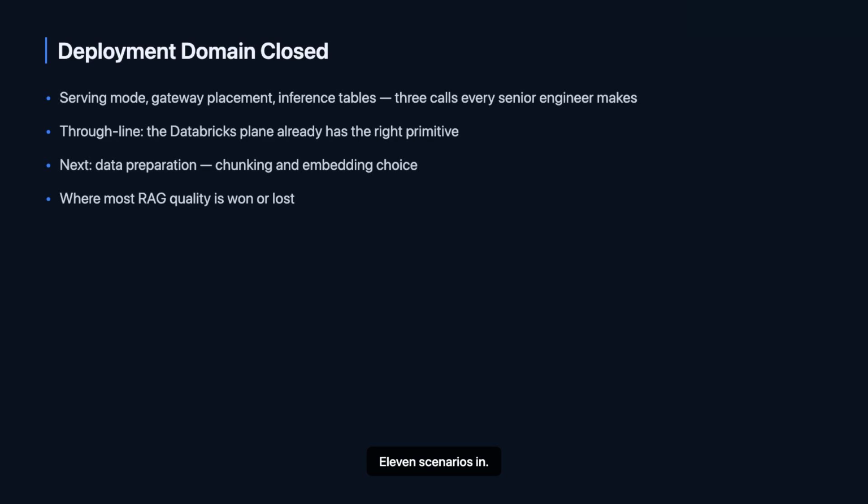Eleven scenarios in serving mode, gateway placement, inference tables, assembling and deploying is closed. The through line keeps showing up. The Databricks plane already has the right primitive. The work is recognizing which one. Next we move to data preparation, where most RAG quality is actually won or lost. Chunking and embedding choice, two scenarios.